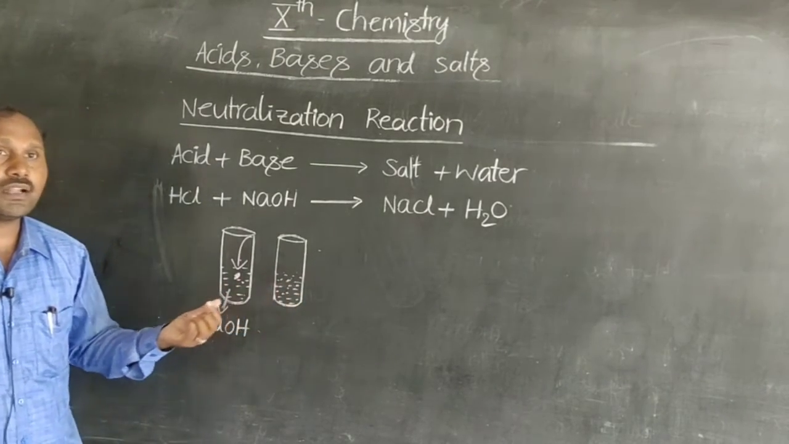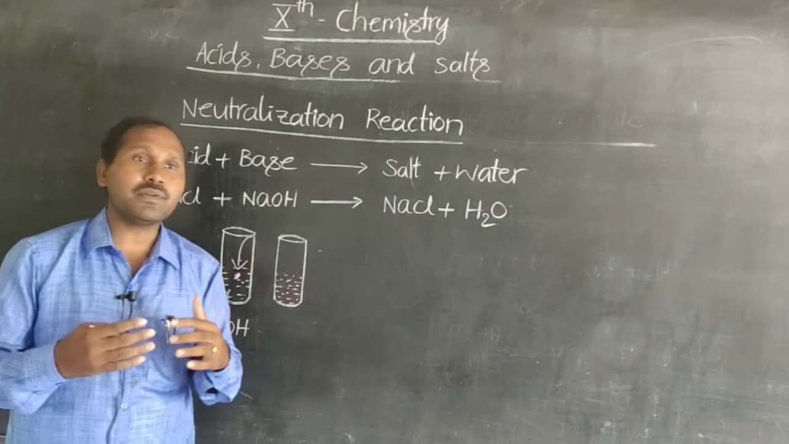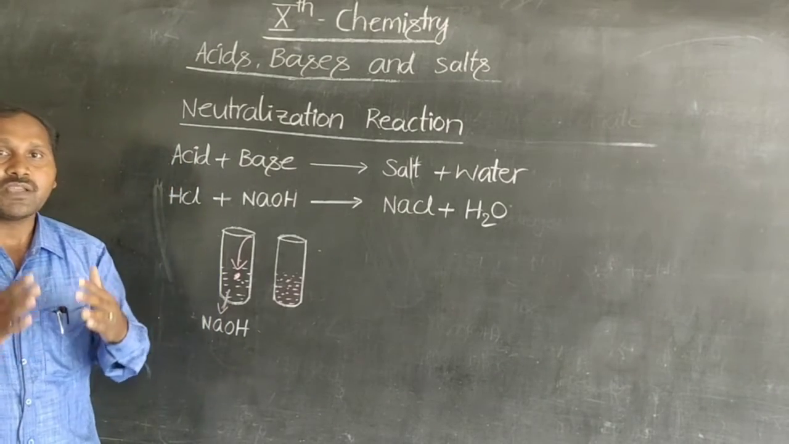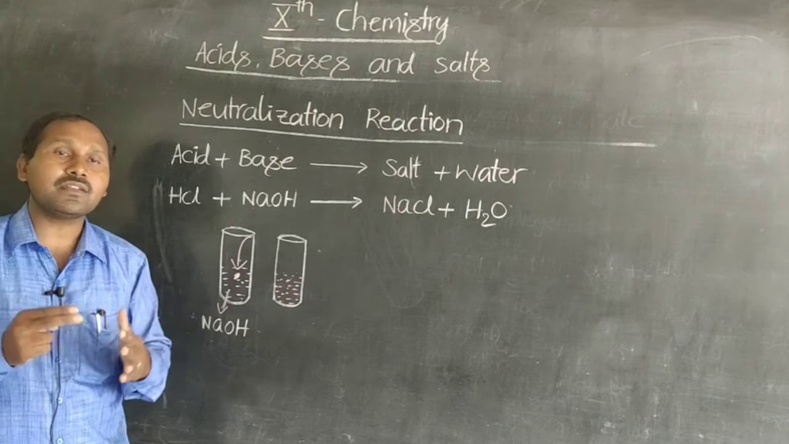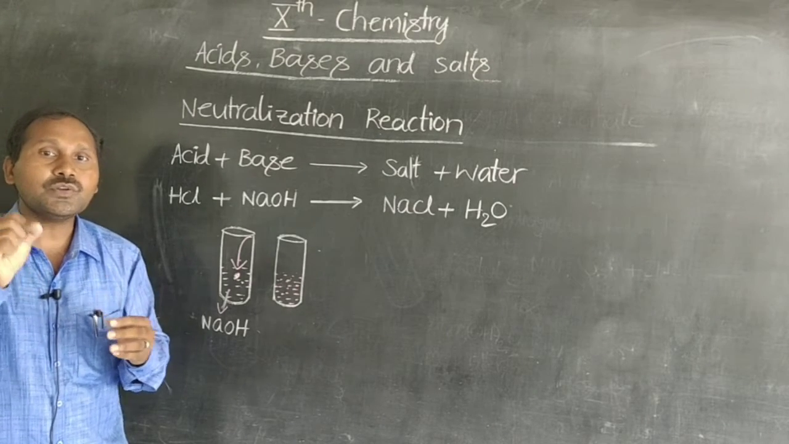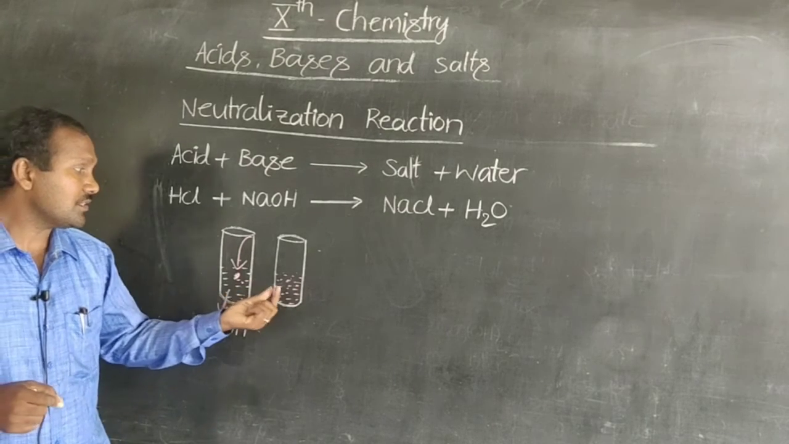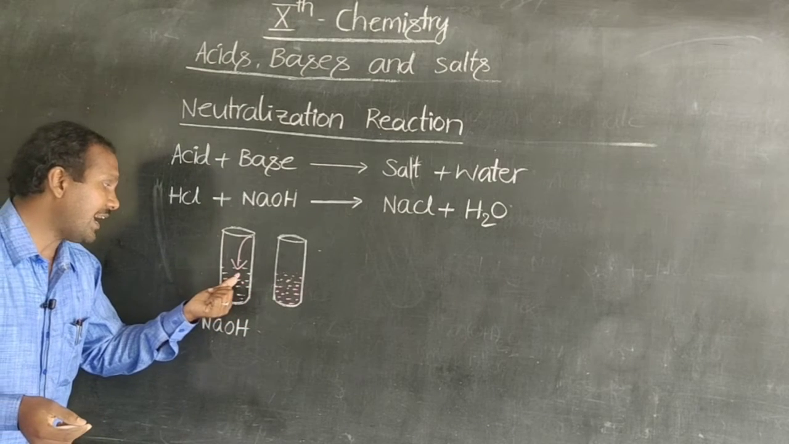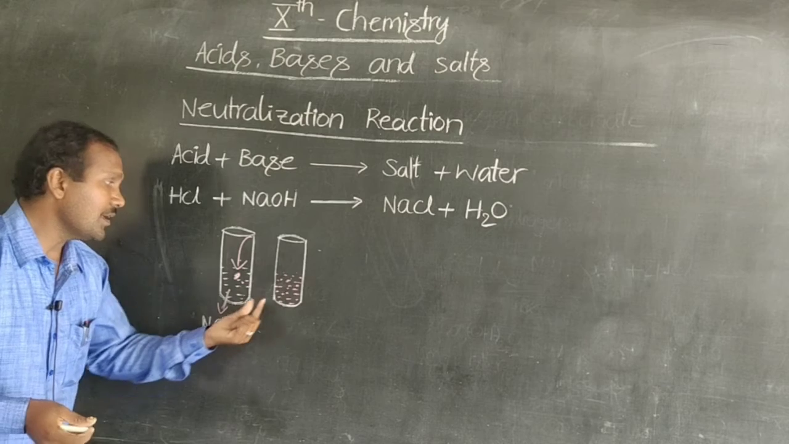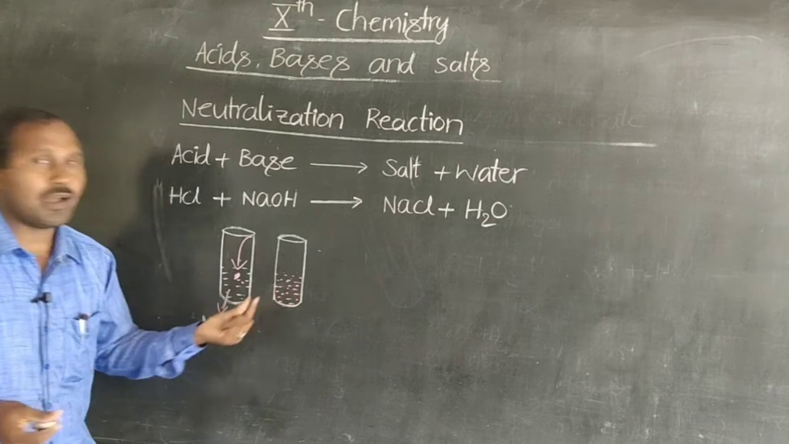So how can you say that the pink color is formed here? Already you know that when bases react with phenolphthalein indicator, the color of the solution is pink. So simply we can understand that when phenolphthalein solution is added to a basic substance, a pink solution is formed.